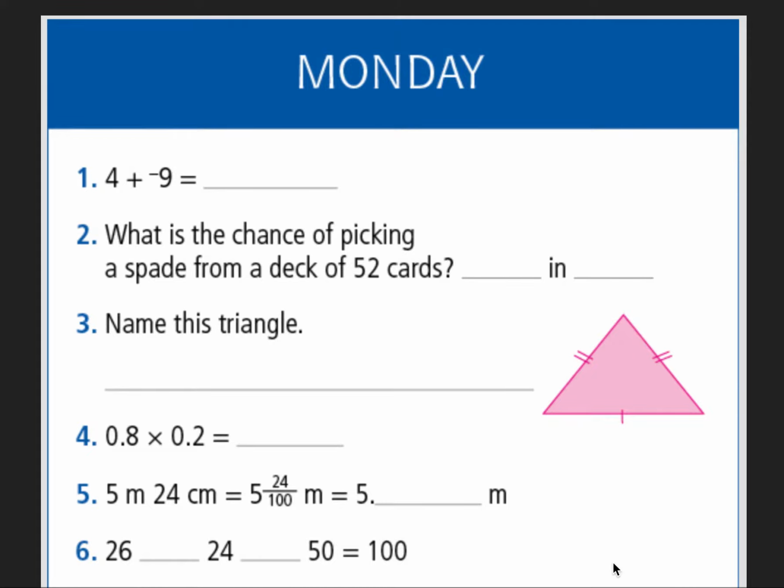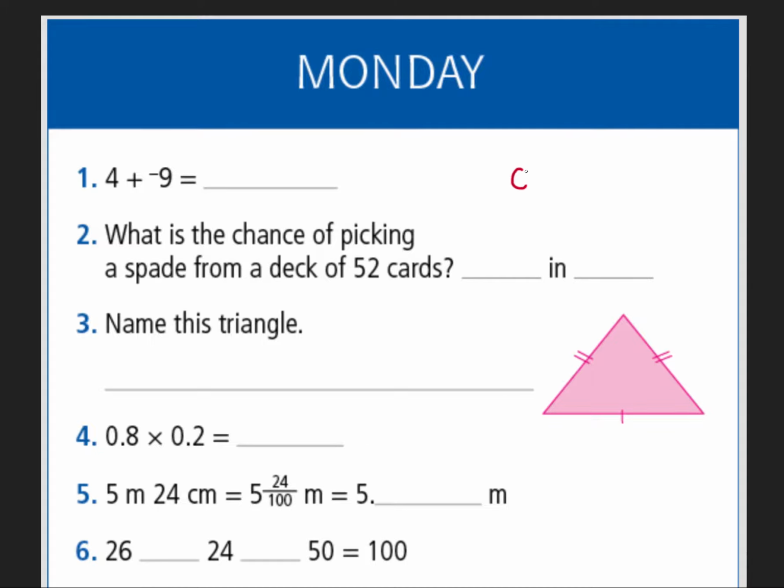Back to another Monday, and we're going to start off here with the New Wave Maths on week 20. So Monday's on week 20, and we're starting off here with number 1, which asks you to add up 4 and minus 9. There's a minus sign here, so they're adding up 4 and minus 9.